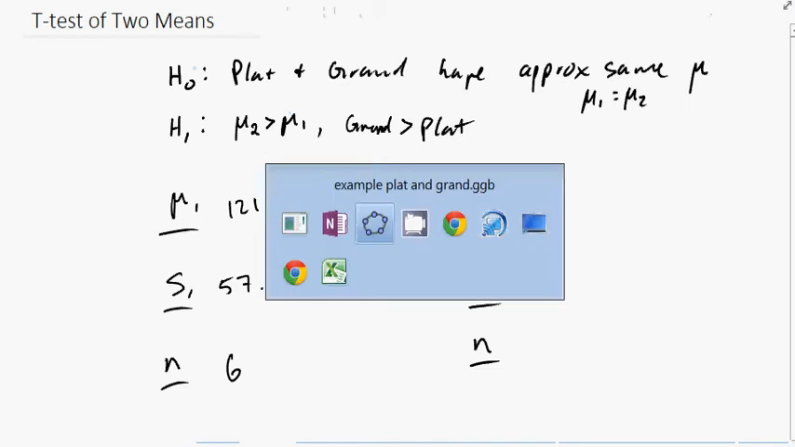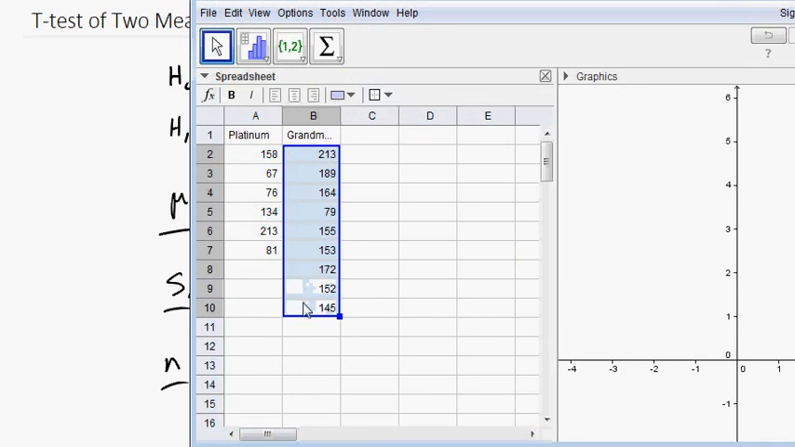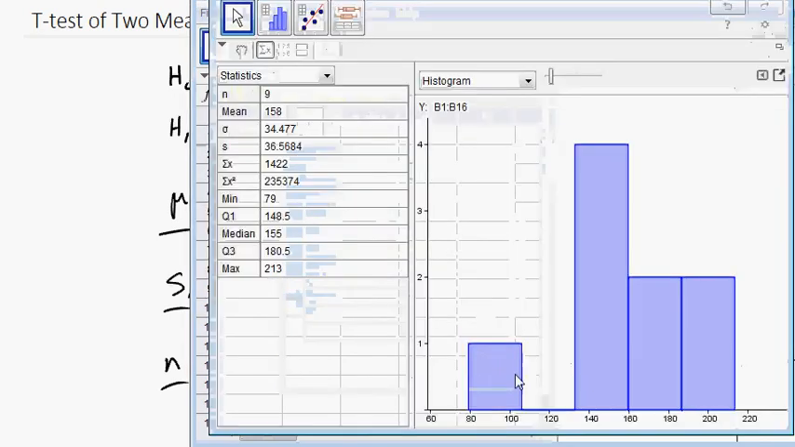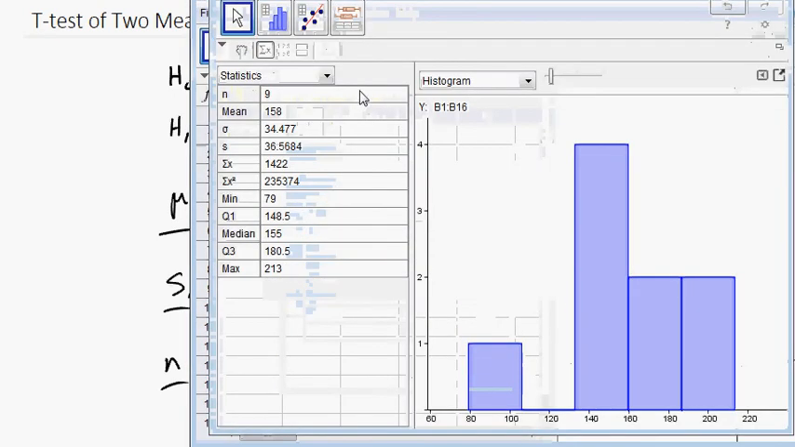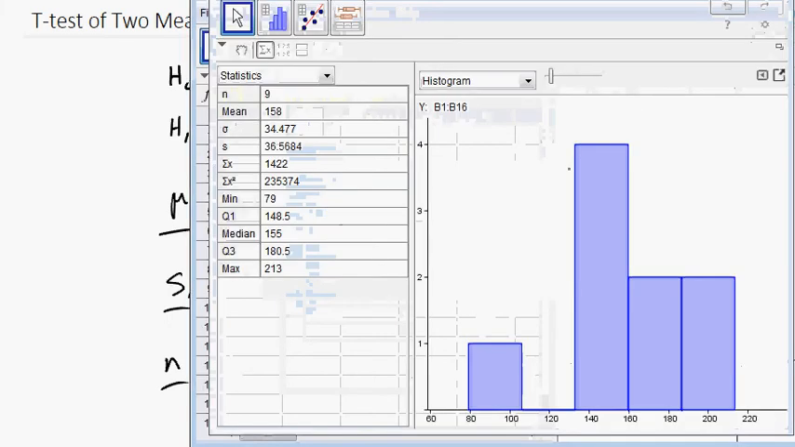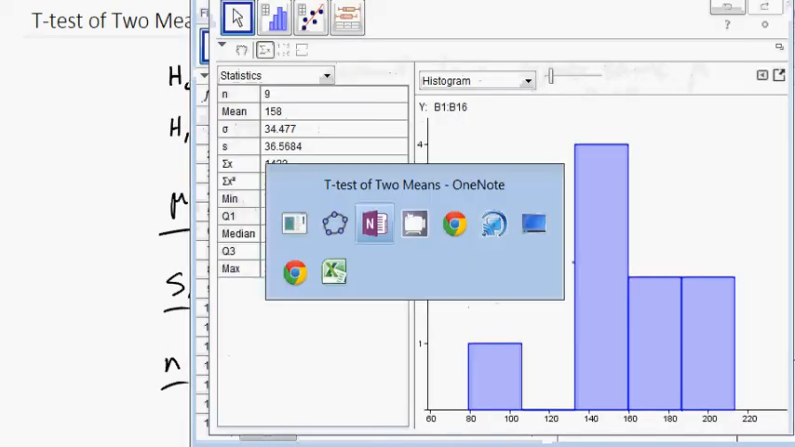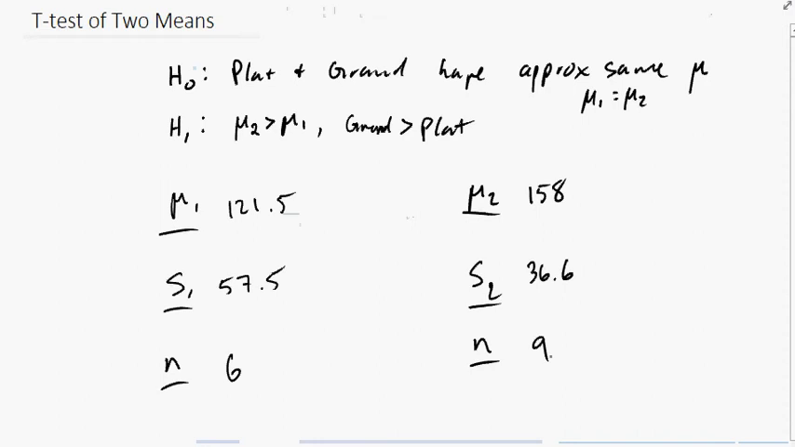Alright. Now I want to do the same thing with Grandmaster because we need all that information. I highlight the Grandmaster info, one variable analysis. The mean is 158. The standard deviation is 36.6, rounded. And the number is 9. Alright, so now I can compare them.